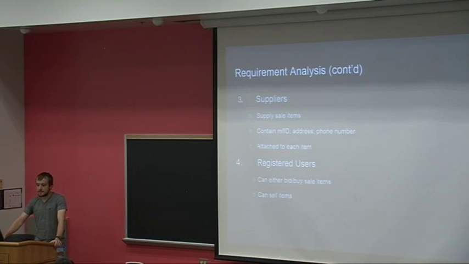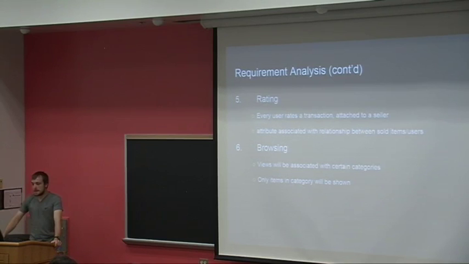Now, the next biggest point to our website are the registered users. Registered users can be broken down into buyers and sellers. Buyers are the ones who buy your items, and the sellers are the ones who sell the items, of course. Only sellers can sell, and only buyers can buy. Then, once a buyer has completed their transaction for a certain item, they must rate it. Every user needs to rate the transaction, and since every transaction is associated with a seller, we can then rate the seller.